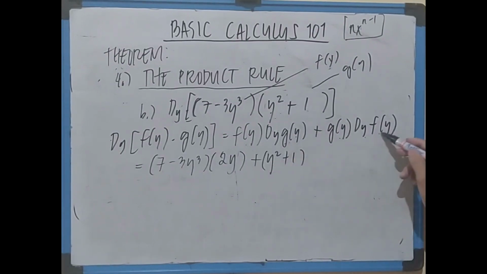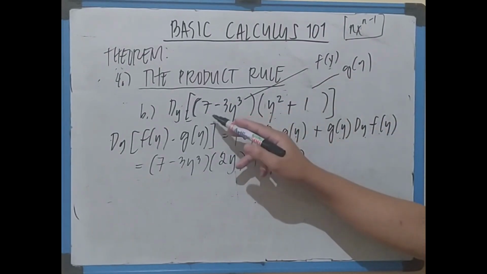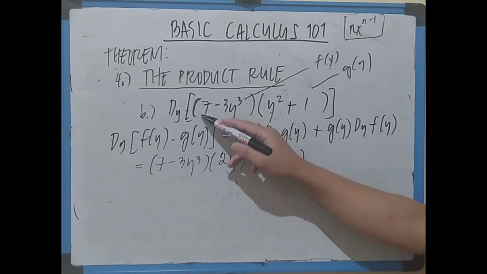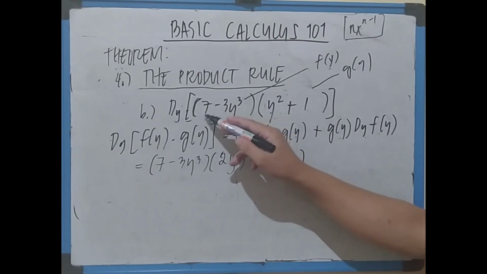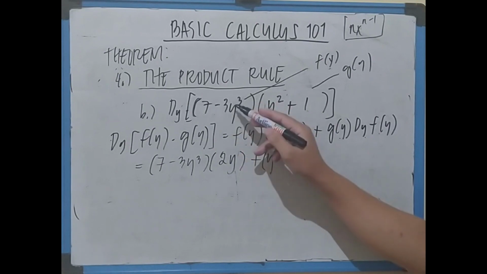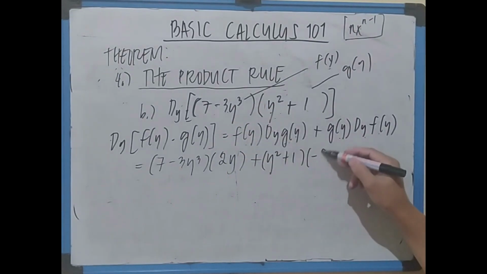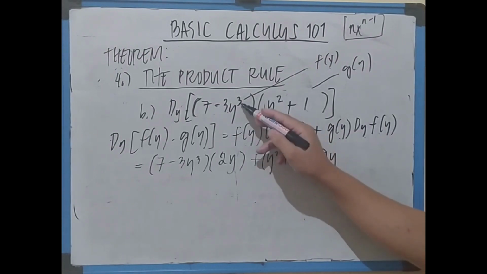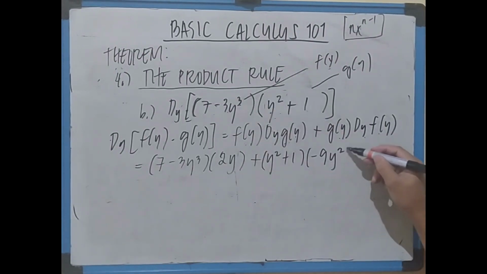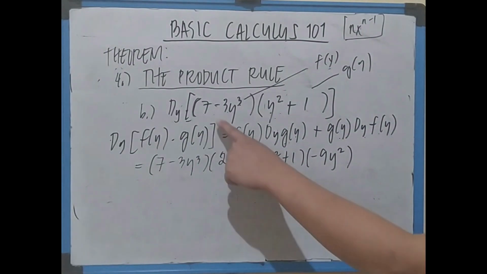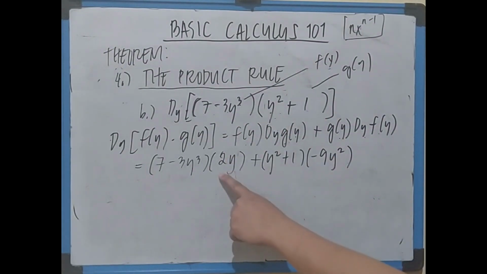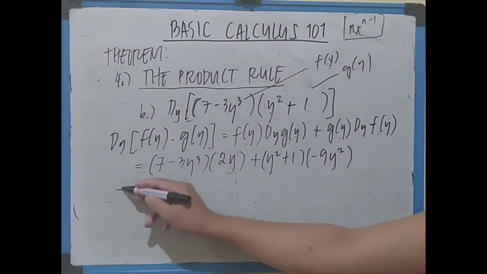Then derivative of f of y. Kunin natin ang derivative nito. Since this is 7, automatic this is 0 as derivative. So ito naman ang kukunin natin ang derivative niya. 3 times negative 3 is negative 9. Then y. 3 minus 1 will be 2. So automatic guys, ang derivative ng f of y is ito. Ito naman ang derivative ng g of y. Okay? So, ganun pa din.